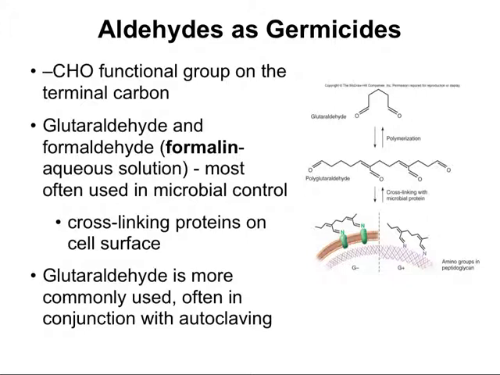Either way, the aldehydes work by forming cross-linkages between proteins on the cell surface. So here you can see that it's linked up this protein with this protein. Or in a gram-positive situation, it'll grab onto amino groups in the peptidoglycan cell wall. Naturally, this causes some issues with the integrity of the cell membrane, as well as how some of the enzymes function once they're inside the cell. Glutaraldehyde is the most commonly used, and it's often used in conjunction with autoclaving, as we've seen previously. Now, formaldehyde is a really strong carcinogen, so we definitely don't use that as much as we used to.